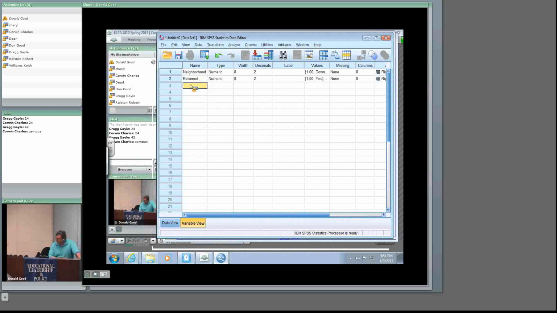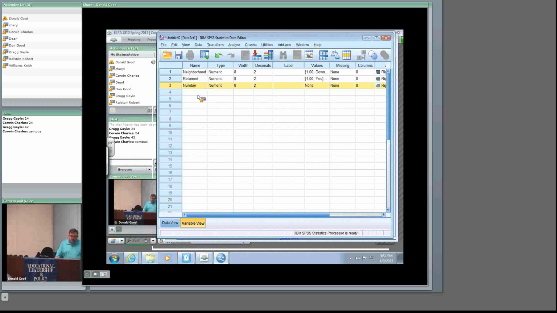Now, what about the actual numbers? This will make sense. What about the actual numbers in the body of the table that we actually observed? Let's do something real radical and call that number. And I'm not going to do anything else with that. I'm just going to call it number, because we're going to put in numbers that represent actual quantitative numbers, not just labels like the neighborhood does.